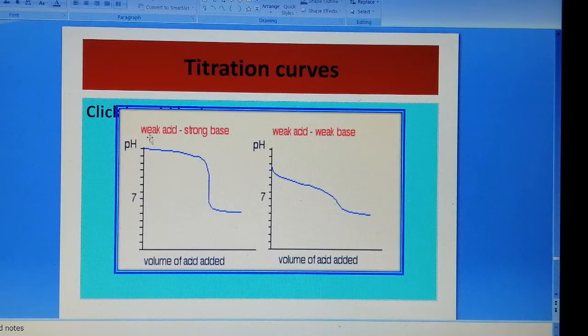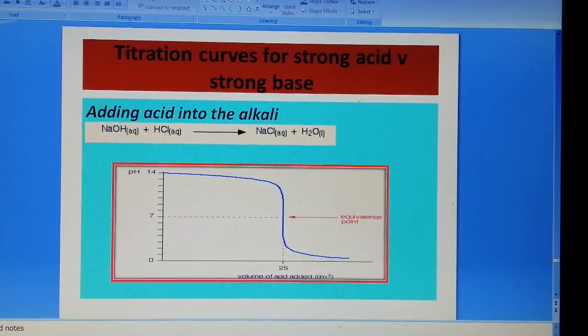Now we will see these two. Weak acid, strong base. Strong base every time starts from 14 or 13, and we are adding a weak acid. You can see that the equivalence point is the middle of this straight line. The equivalence point is above 7. And for a weak acid and weak base, we cannot see any straight line here. So there is no sharp equivalence point. These 4 cases are very important. Now we will see them one by one.